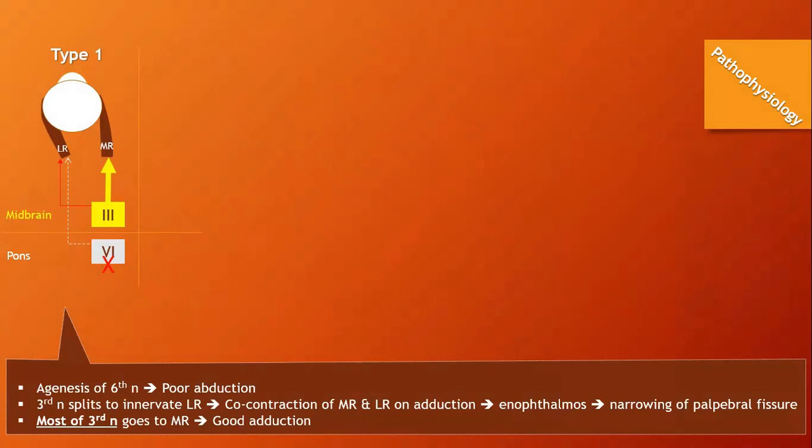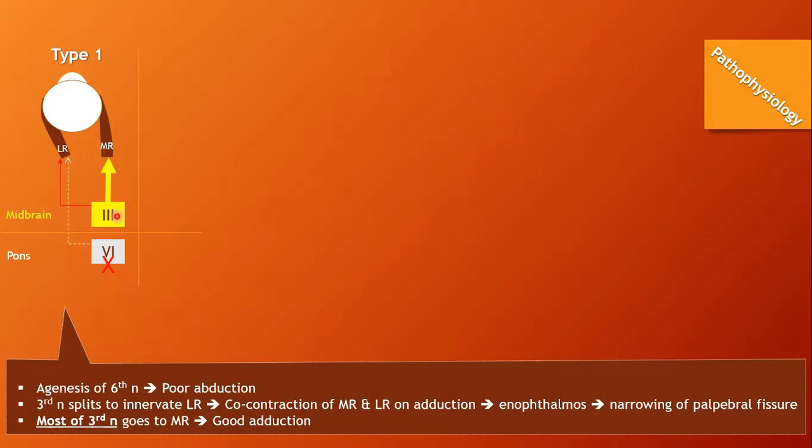What is the reason behind poor, absent, or limited abduction? Because there is agenesis of the sixth nerve nucleus. There is no supply to the lateral rectus from the sixth nerve. This is the first pathology.